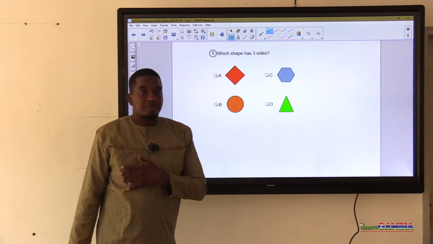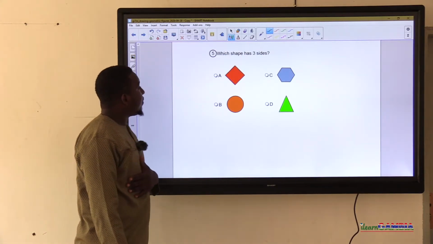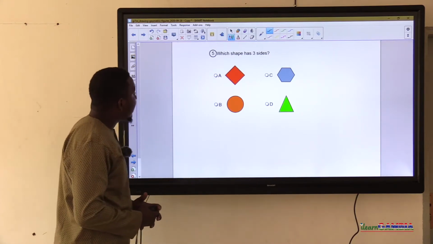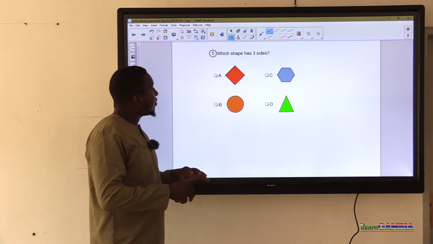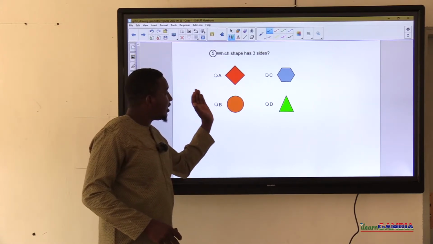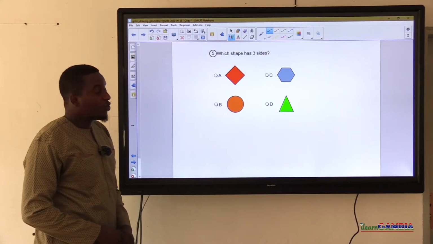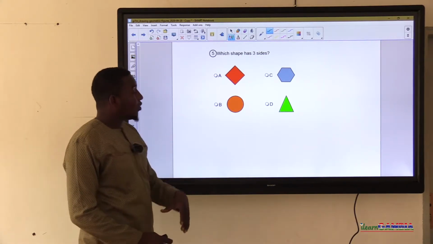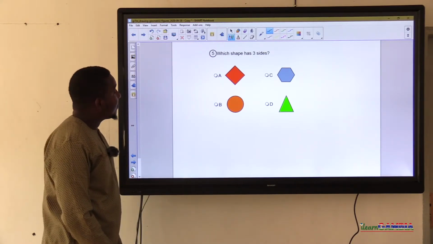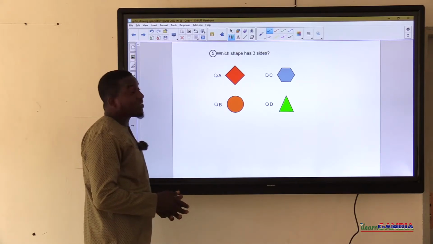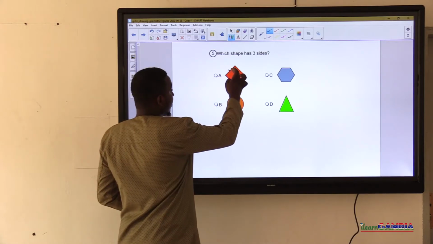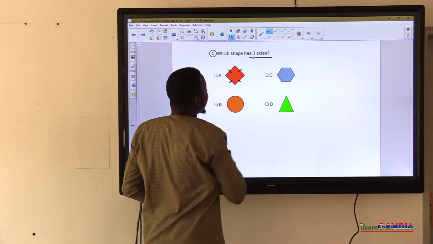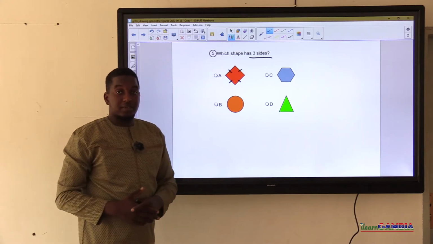Then we move to the next one, and it reads, which shape has three sides? We are given options A to D, and we are asked which one of them has three sides. So we are going to look at the shapes one after the other and see how many sides they have. The first one, colored red: if we count the number of sides, we have 1, 2, 3, 4. So that one is out, because the question is asking for 3 sides and option A has 4 sides.